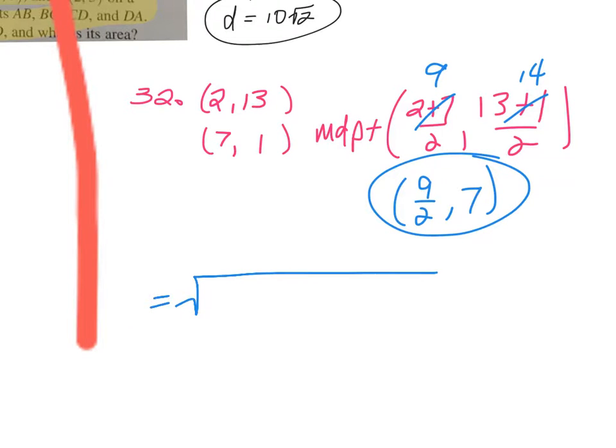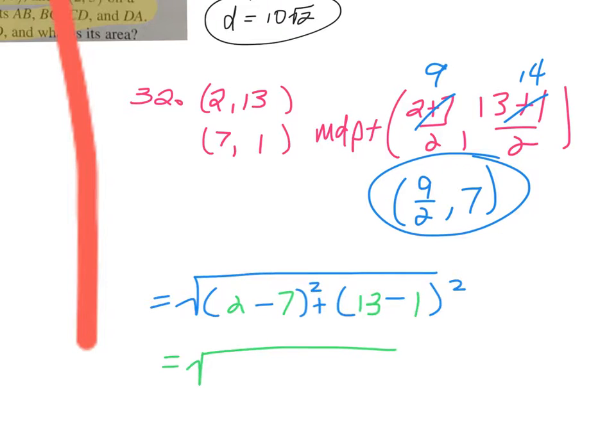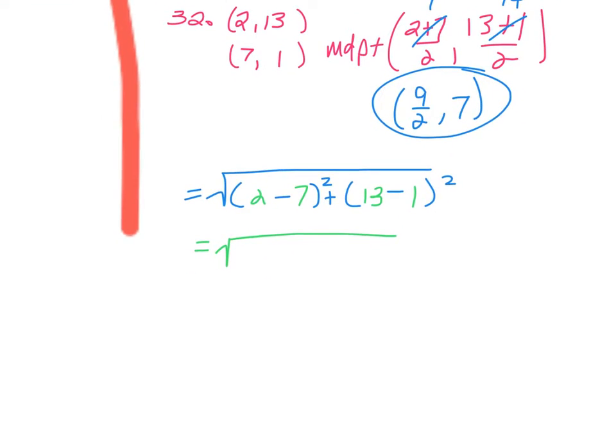Now let's do our distance. Got it all set up? What are my x's? So 2 minus 7, and what are my y's? 13 and 1. Again, does it matter what order I put them in? No, just as long as you keep x's together and keep y's together. So 2 minus 7, that's negative 5 squared, plus 14 squared, right?